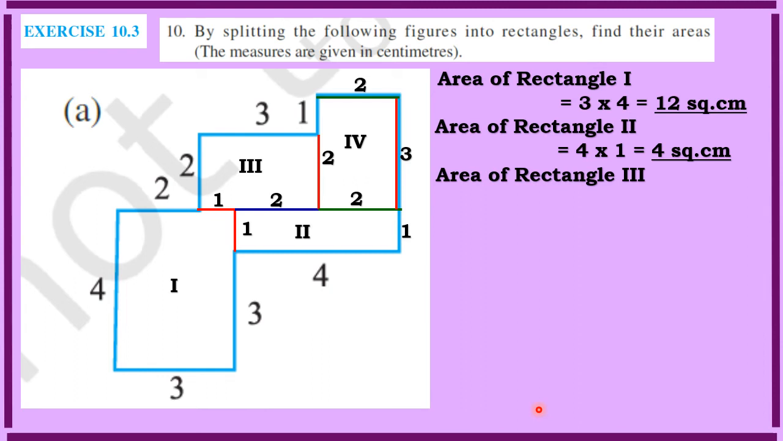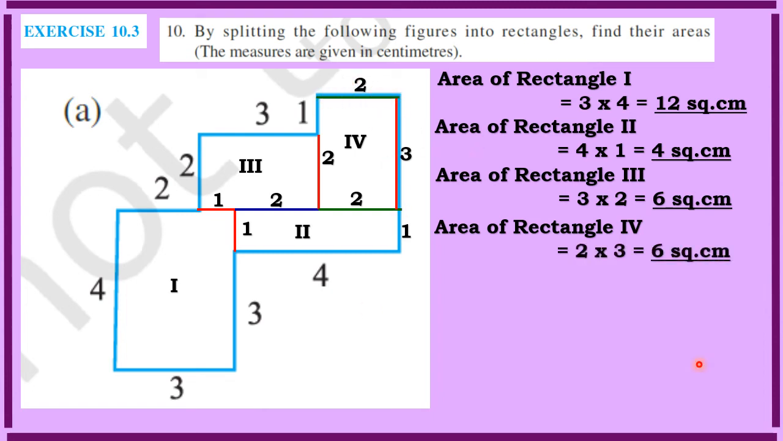Now, area of rectangle 3, this is 3, this is 2. Observe properly. So 6 centimeter, 3 into 2. And rectangle 4, this is 3, this is 2. So 2 into 3, 6. Now what is the total area? You have to add all. So 12 plus 4 plus 6 plus 6, which will give you 28 square centimeter.